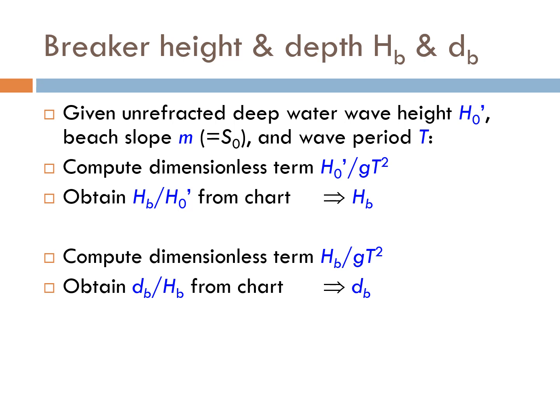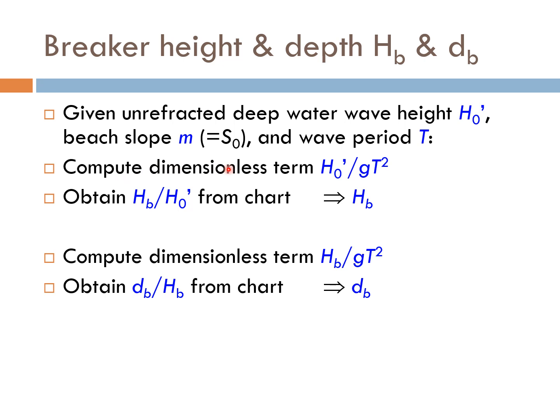If we have the unreflected deep water wave height H0 prime and the beach slope m, which is basically the slope that we are usually familiar with. Sometimes in hydraulics we tend to use S0 to represent the slope. And let's say we also have the wave period T, then the process of estimating the breaker height and the breaker depth goes like this.